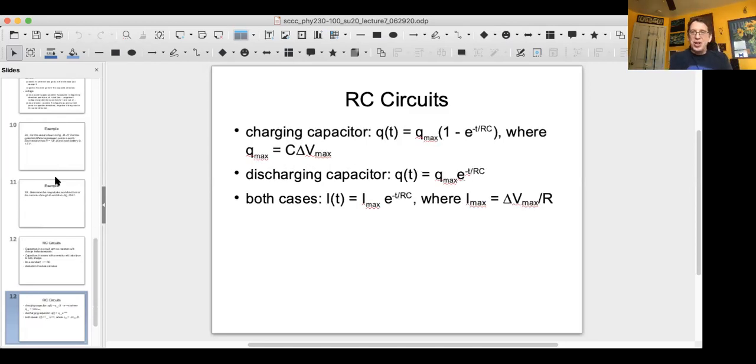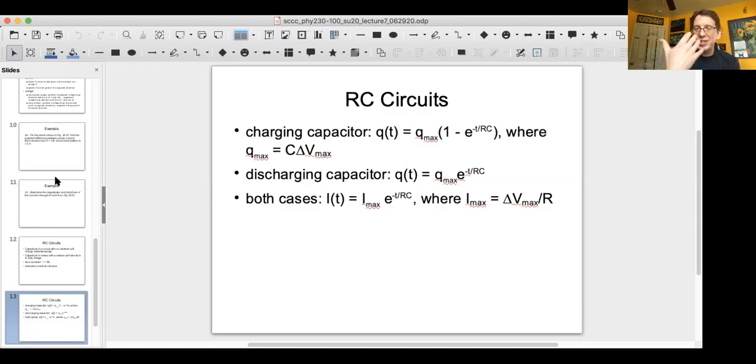And so we solve that differential equation for the charging capacitor. So Q, as a function of time, is equal to the maximum charge that can build up on a capacitor, which is equal to C times the voltage feeding into that capacitor, the maximum voltage coming from the power supply.